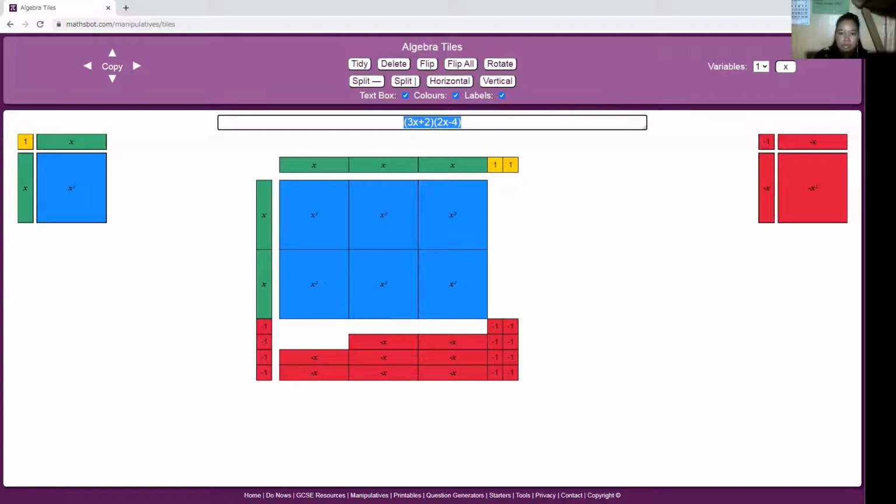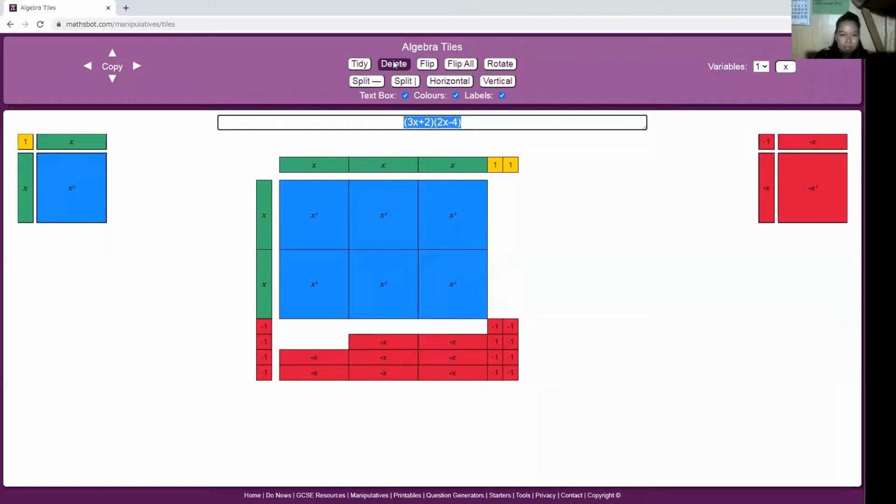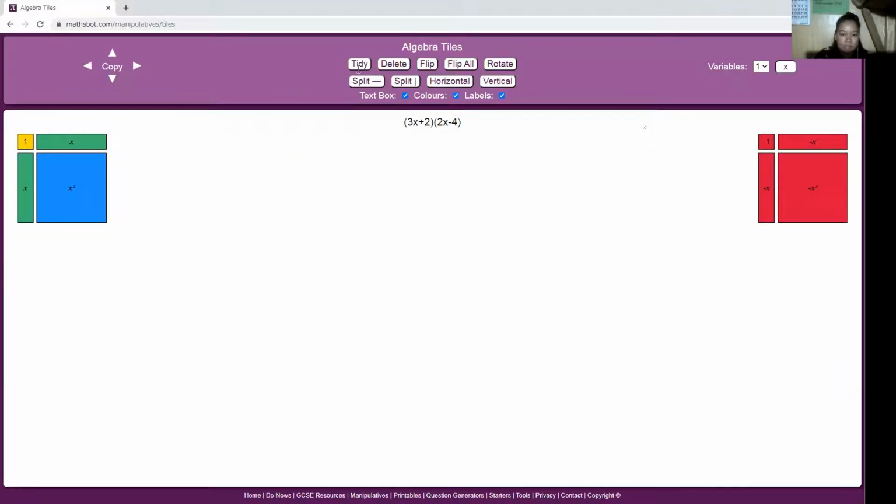Let me share again. We have here x plus 2 multiplied by x plus 4. What will be the product? So we will just do what we have done in the previous example. So we will go to the website. So I have here, let's delete it. Okay. So we have here x plus 2 multiplied by x plus 4.